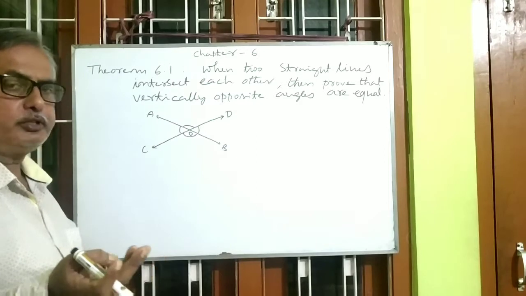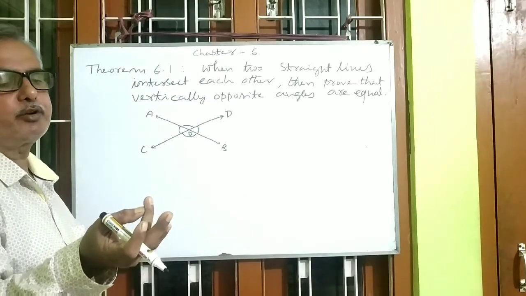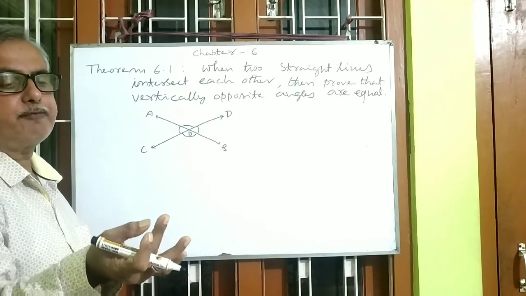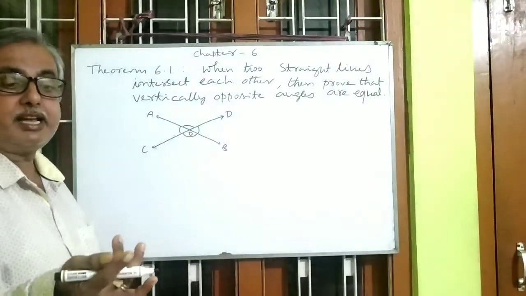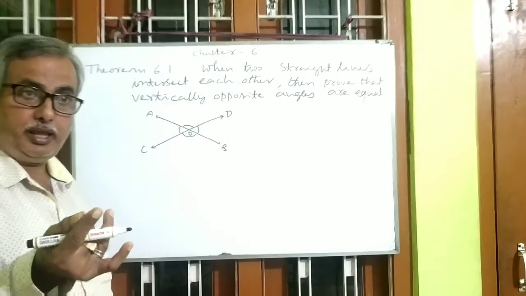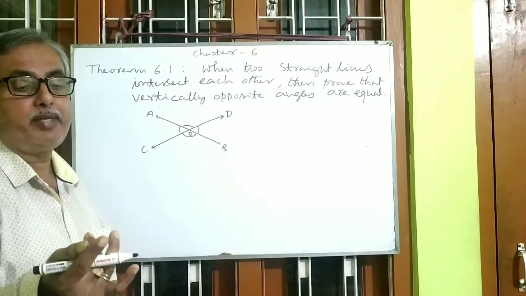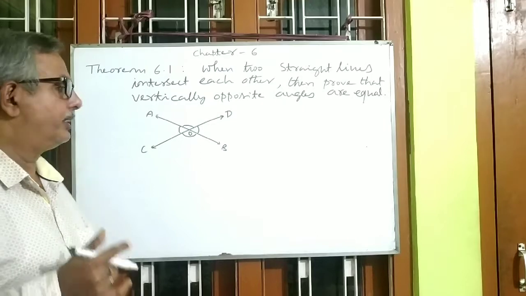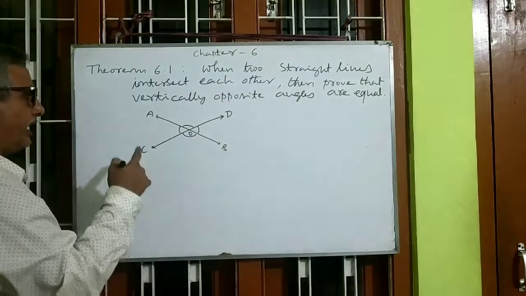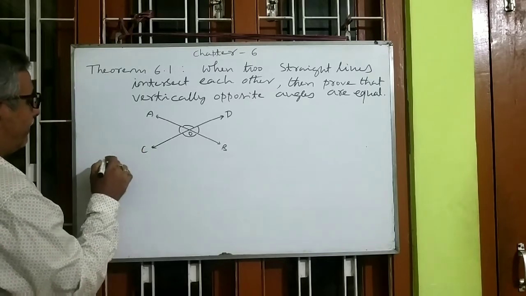So you note the points. Figure. After that let or given you will write. After that to prove. After that, if modification in the figure is required, then you write construction and then proof. So each and every point you explain nicely. Here I am going to start.